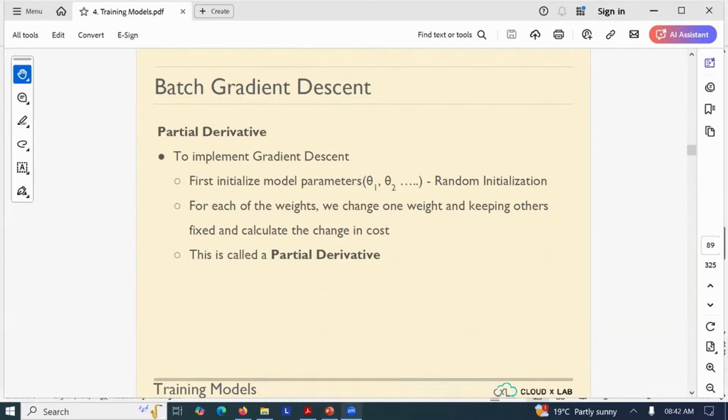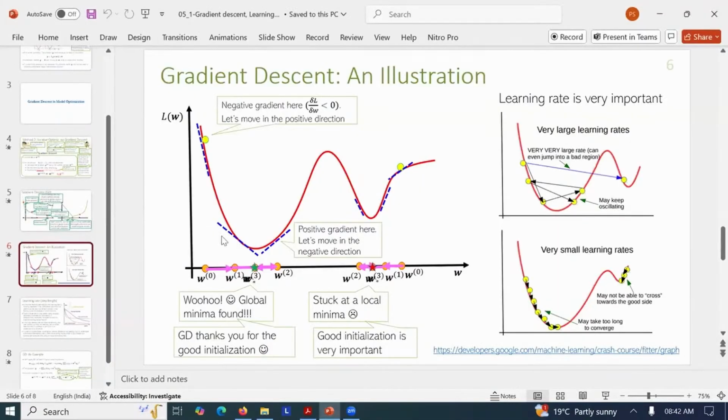Okay, so here I'm showing one example, right? So suppose this is the function using gradient, we can very easily optimize the unknown parameter w, right?